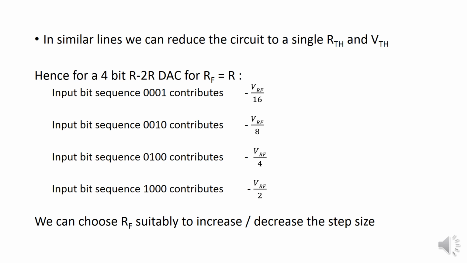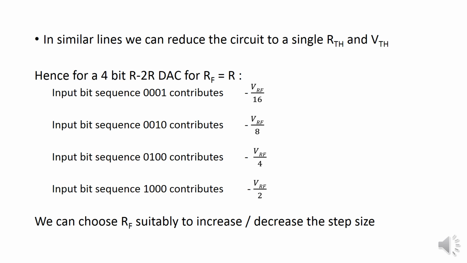So, by using the superposition theorem, we can finally find the output for any bit sequence. If the bit sequence is 1001, for 1000 we will get minus V reference by 2, plus for 0001 we will get V reference by 16. Hence for 1001 we will get minus V reference by 2 plus minus V reference by 16, the sum of individual effects. The final output will be the sum of individual effects. We can choose RF suitably to increase or decrease the step size.